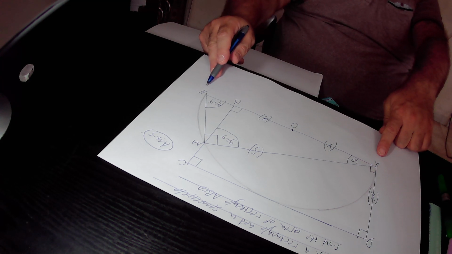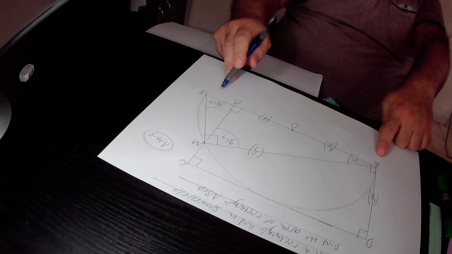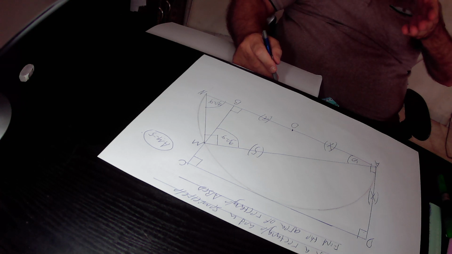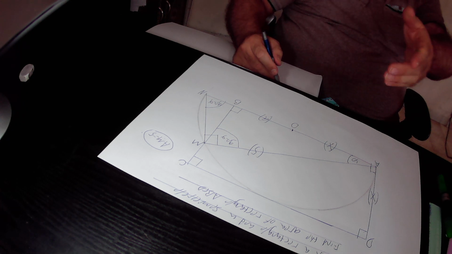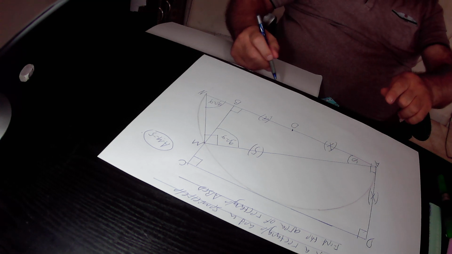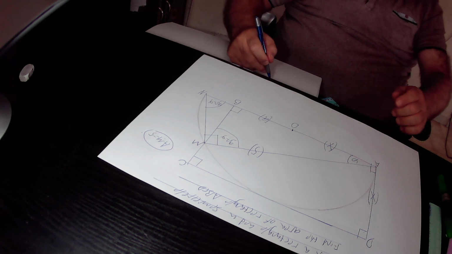AN is the diameter of the semicircle. The radius of this semicircle is x, therefore the diameter must be twice as big as the radius. Therefore, the diameter must be equal to 2x. So AN equals 2x units in length.